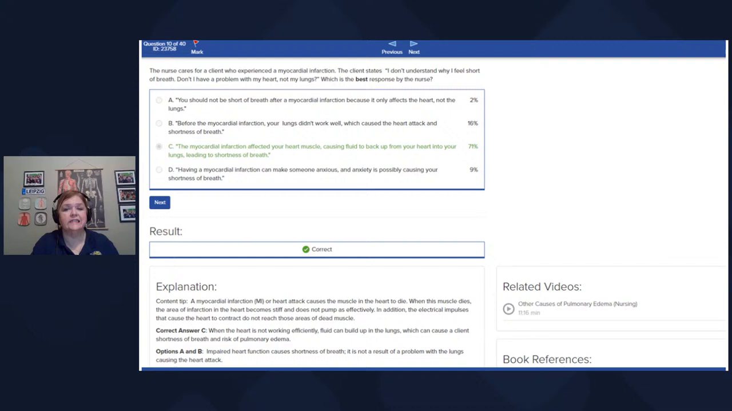And this is not a good sign after an MI. If somebody's developing pulmonary edema after an MI, that is not a good sign. So keep that in mind. If someone tells you they're short of breath after having a heart attack, you really need to look into that further.